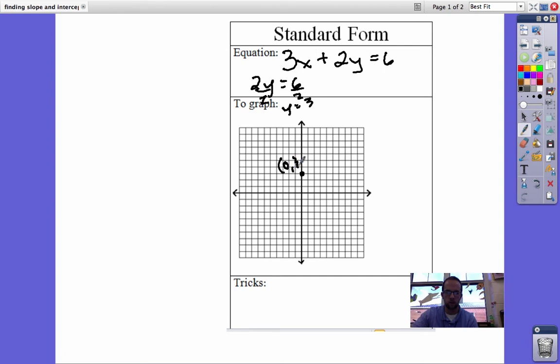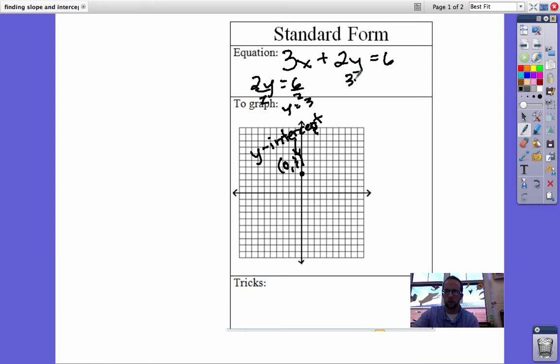(0, 3) is the first point, and that is known as my y-intercept because that is where it crosses the y-axis. Intercept. I gotta go back to language arts class and learn how to spell. So that's the y-intercept.